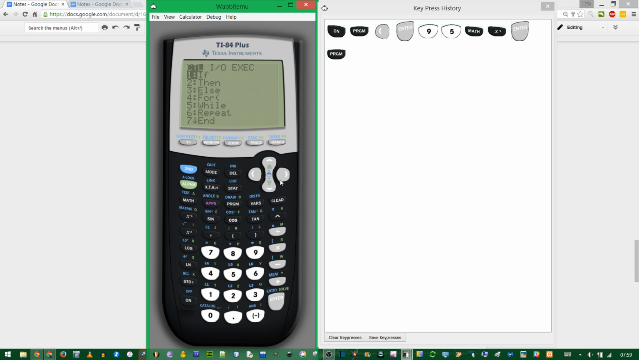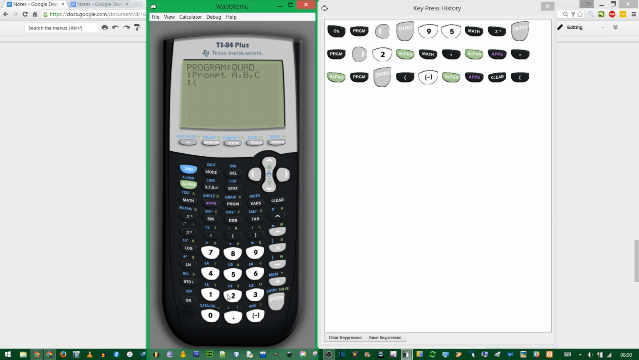So you press Program, and then one to the right to get I/O, which is input-output, 2 for Prompt. Then you want to press alpha A, B, and C, separated by commas so that you prompt the user for three variables. Then we need to calculate the discriminant. That is given as b squared minus 4ac. So b raised to the second power minus 4ac. You do not need to type the asterisk in between them because they're variables. We want to store this with the store key into a different variable, alpha d.